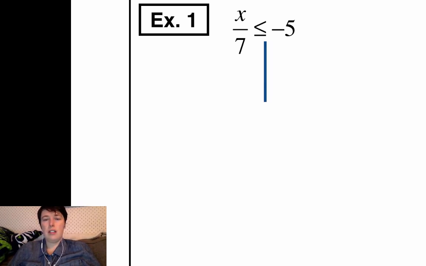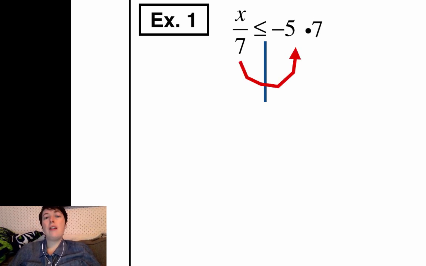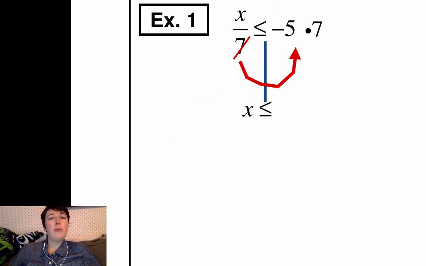We put the line down the symbol there, down the middle, and we try to get x all by itself. We try to isolate the variable. So I need to get rid of that 7, and right now it's in a fraction, so that means x divided by 7. So to get rid of it, we're going to be multiplying it to the other side. Multiplying the 7 over gets rid of it. So we get x all by itself, just like we wanted, but it's not x equals, it's x is less than or equal to. So we make sure we use the correct symbol.